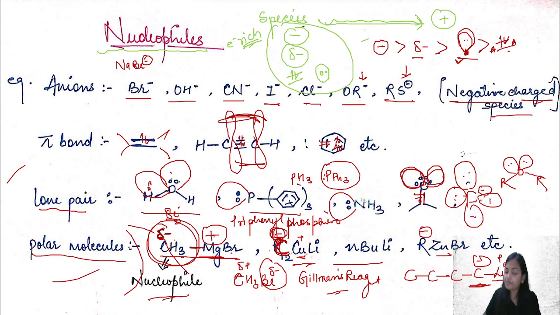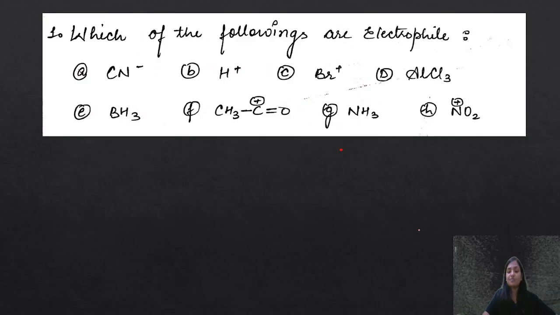So all such species are said to be nucleophilic. Whenever you have any electronegativity difference, see the species with a partial negative charge.